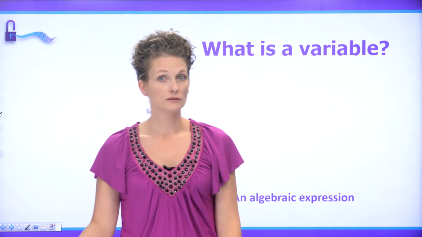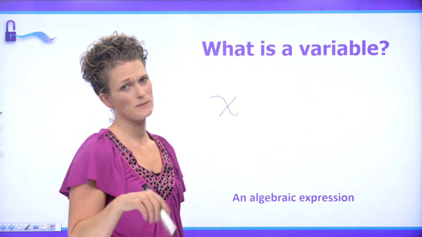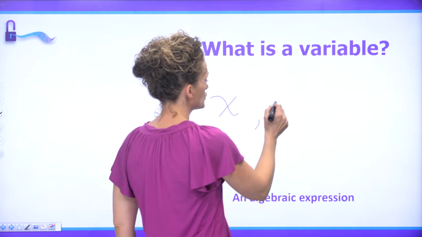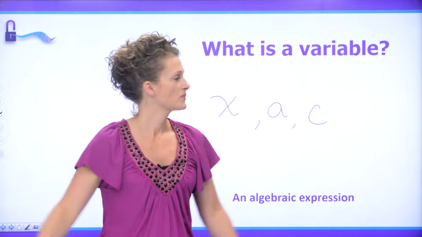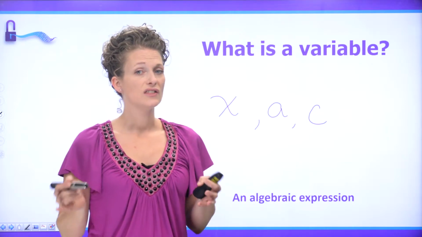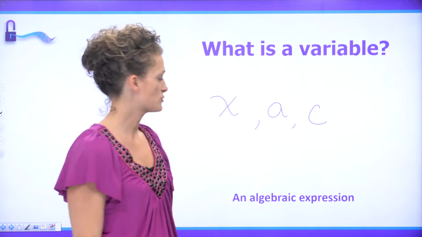What's a variable? Well, a variable could be x. That's the most common one. Unfortunately, mathematicians get stuck in using x for everything. But you could use a, you could use c. In fact, sometimes you do. But those are all variables. It is a letter that represents something else. That's part of algebra, right?